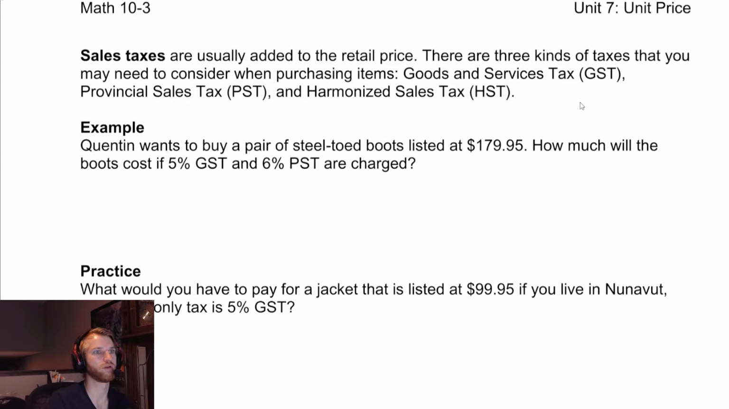So there are 3 kinds of taxes that you can get charged with. There's GST, the goods and services tax. That's getting charged on everything. There's provincial sales tax. So in certain provinces, there's an extra sales tax that you pay on things. And then HST is harmonized sales tax. That's just GST and PST combined into one. So there's some provinces where they don't have separate, they just do it all together in one called HST.